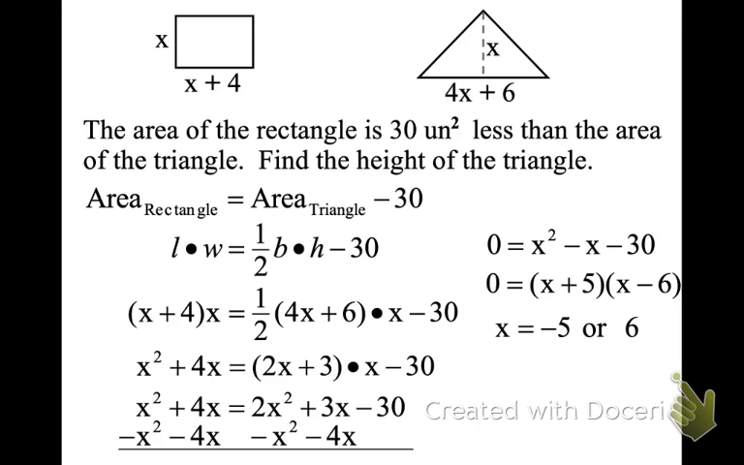which is, it's this x, right? X is what represents the height. So the height is 6 units. Okay? That's question number 2.